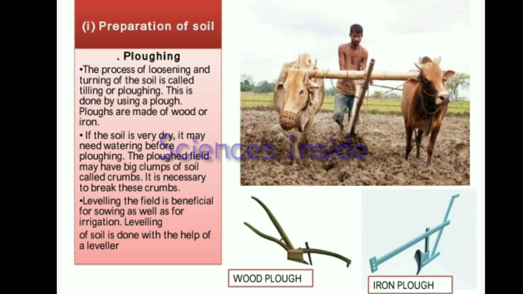The plowed field may have big clumps of soil called crumbs. It is necessary to break these crumbs. So here comes leveling. Leveling the field is beneficial for sowing as well as for irrigation. Leveling of the soil is done with the help of a leveler.